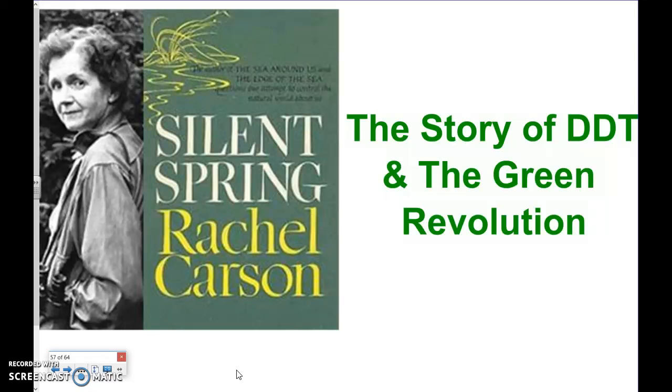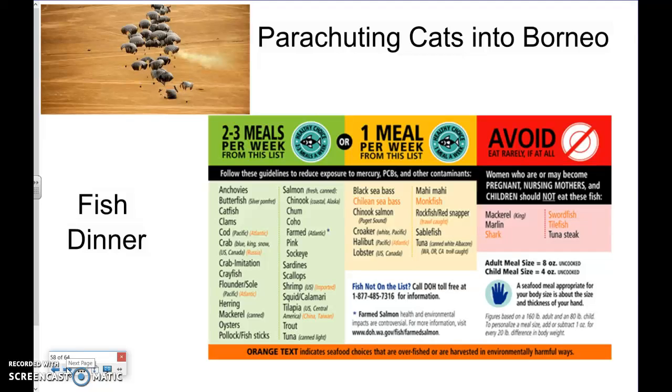Now, it's not just DDT that we need to worry about. There are a couple of other things I actually wanted to talk to you about too. There is a story about DDT and Borneo and the process of DDT and biomagnification and how it actually led to the death of many cats in Borneo, so the World Health Organization ended up parachuting cats in. They did parachute cats in, but there is a little controversy on what actually caused the death of the cats, whether it was biomagnification itself or direct contact with the DDT.